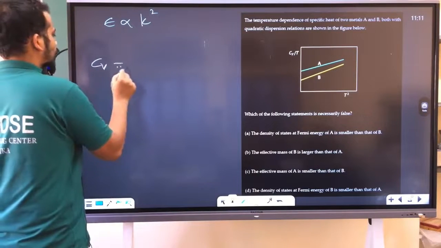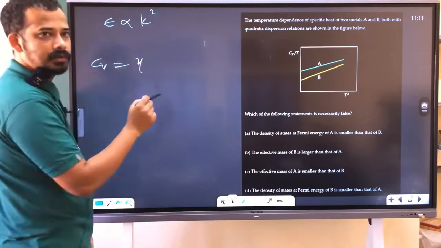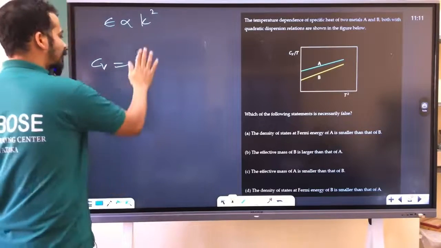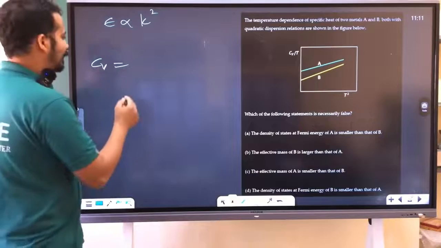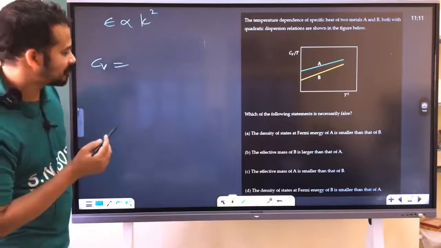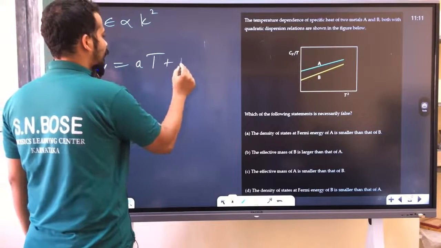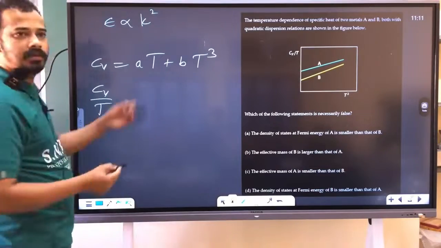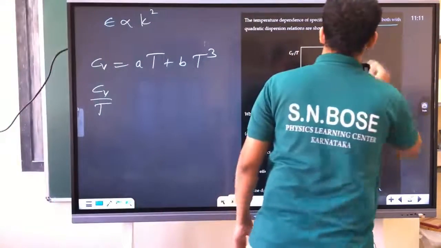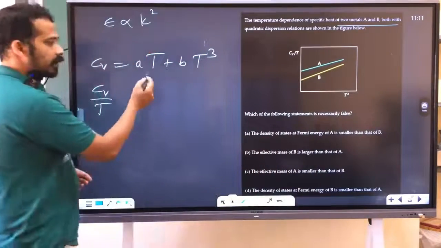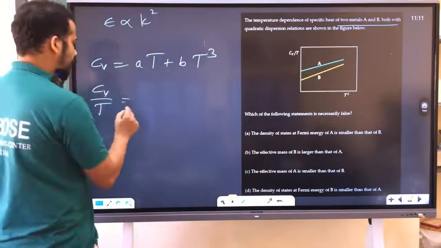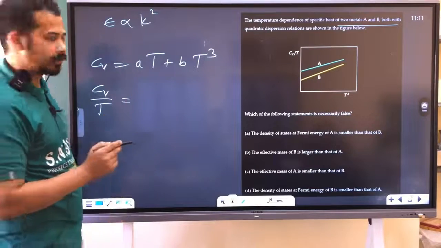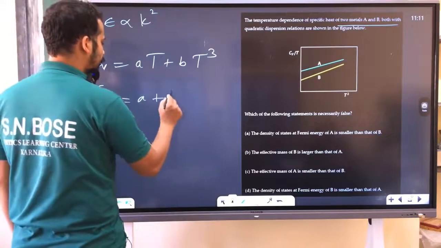then Cv should be, I'll write with constants, A T plus B T cubed. Now Cv divided by T. These are metals, am I right? He said two metals. That's why there is an electronic contribution and a lattice contribution. In an insulator, this part will not be there; only the lattice part will be there, since free electrons will not be there. Very simple. But this one is A plus B T squared.